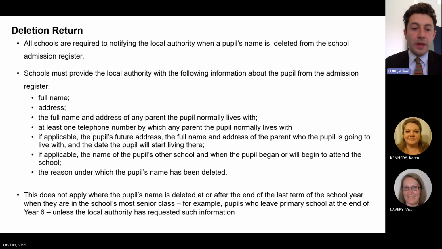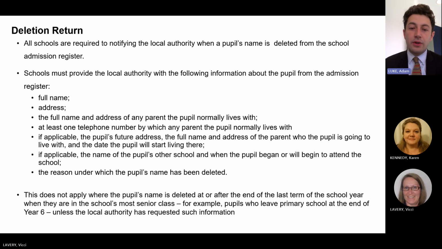local authority. So when the pupil's name is deleted, all schools, again, including independent schools, schools of all types, must make this deletion return to the local authority as soon as possible, but no later than 5 days after the deletion, in accordance with Regulation 13(4) to 6.